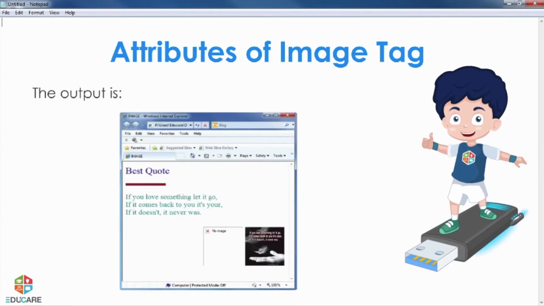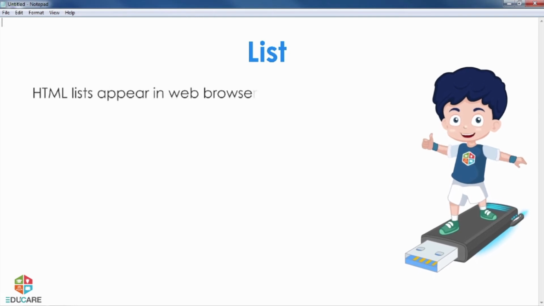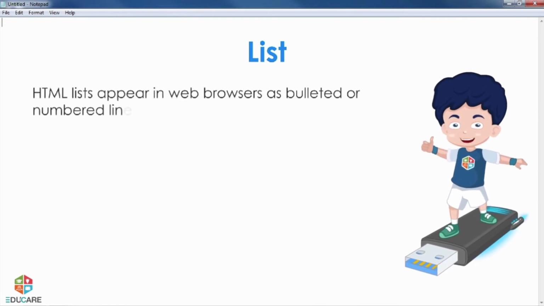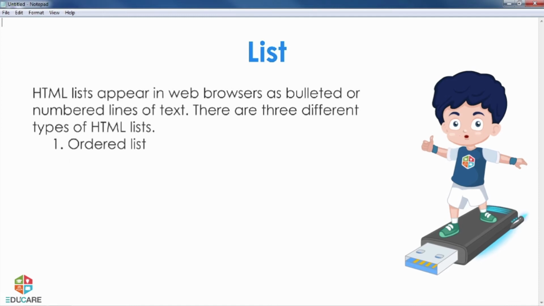List. HTML lists appear in the web browser as bulleted or numbered lines of text. There are 3 different types of HTML lists: 1. Ordered list. 2. Unordered list. 3. Definition list.